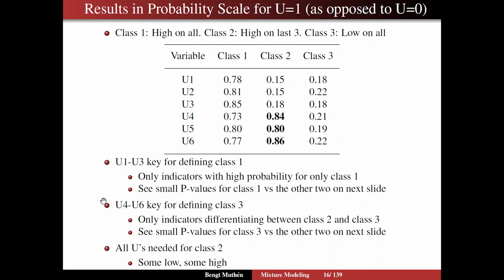Now you can look at that in more detail. The second sub-bullet here, the p-value sub-bullet, shows up on the next slide, where the small p-values for class 1 are testing the difference in probabilities across classes. Where you have small p-values, there is a significant difference, class 1 versus the other 2. And likewise, to define class 3, you have small p-values for class 3 versus the other 2. So this is a little bit more involved.